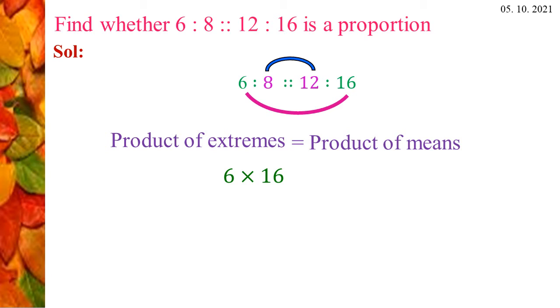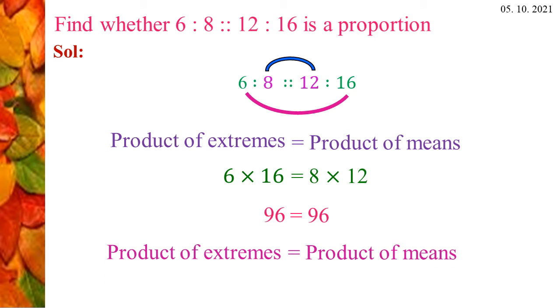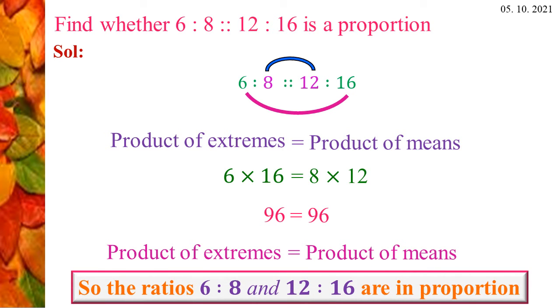Second and third terms are called product of means. That means 8 and 12. Now substitute the value 8 into 12. So we get 6 into 16 equal to 8 into 12. Now multiply the values. 6 into 16 is 96. 8 into 12 is 96. We get 96 equal to 96. Both values are equal. Therefore, product of extremes equal to product of means. So, the ratios 6 is to 8 and 12 is to 16 are in proportion.